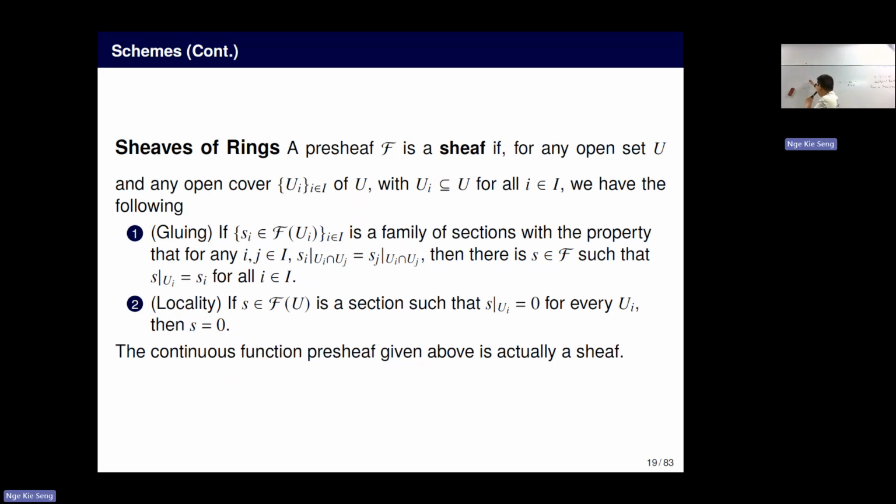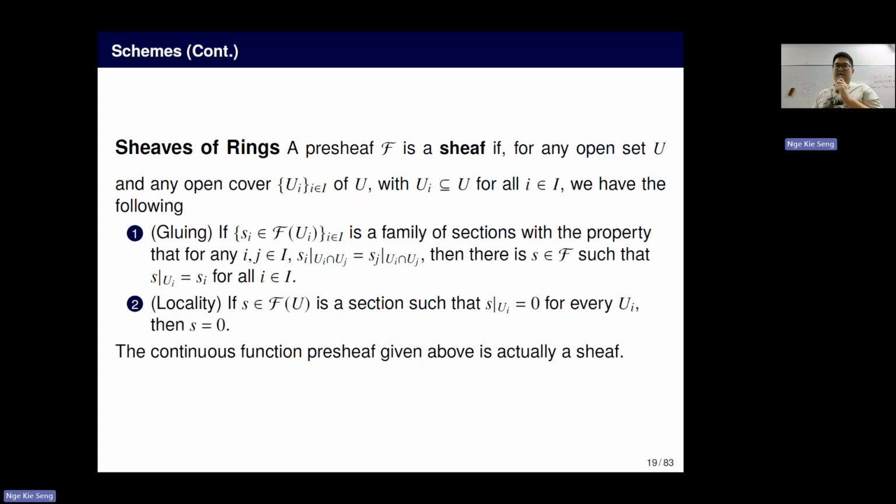if they always agree on the overlaps, then we should be able to glue, hence gluing. We should be able to glue all these functions, so we obtain a new function which, if you restrict it to any of these open subsets, gives back the original one. Basically, we just glue them to get a new total function like that.